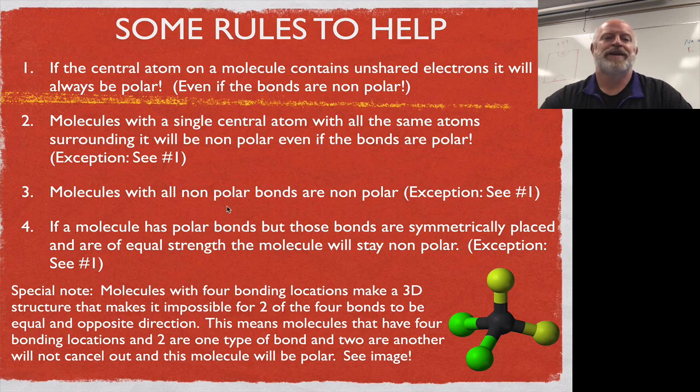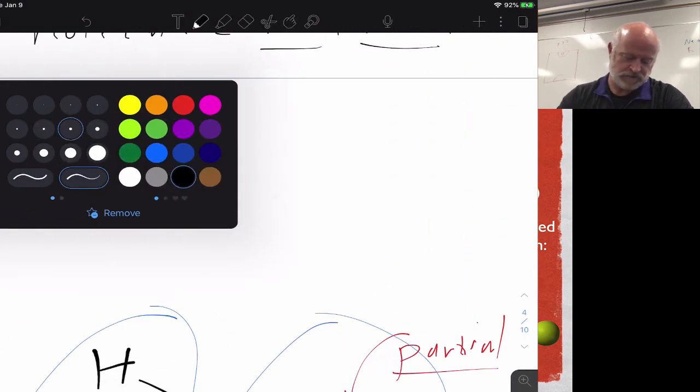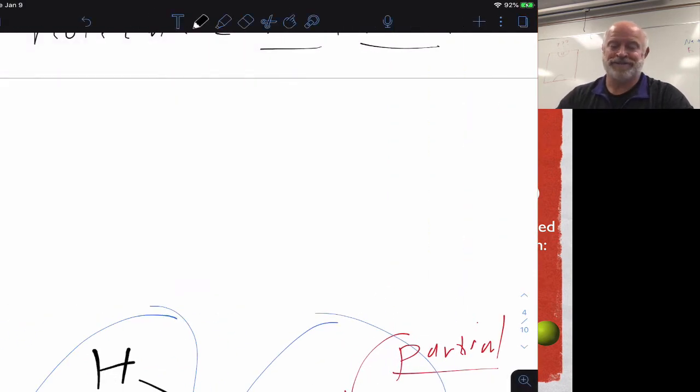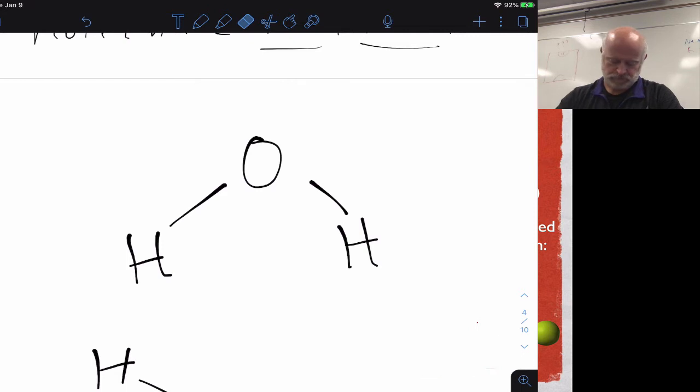So first rule, if your central atom on a molecule contains unshared electrons, okay? So if you have any unshared electrons on a central atom, you're going to be polar, no matter what, all right? Let me give you an example of that. So probably the most common example that we see of a substance that has unshared electrons on its center atom that we're most familiar with would be water, H2O. We have seen water drawn this way before, where it has kind of a bend to it.